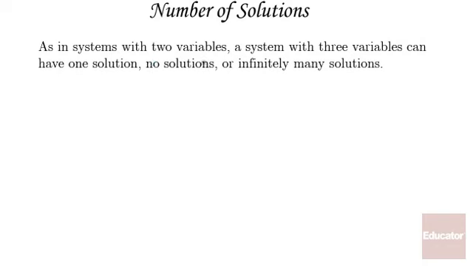Just as in systems with two variables, a system with three variables may have one solution, no solutions, or an infinite number of solutions. So recall the solution set here, if I had three variables, x, y, and z, would be a value for x, such as 2, a value for y, such as -4, and a value for z, such as 1. That would satisfy all three equations.